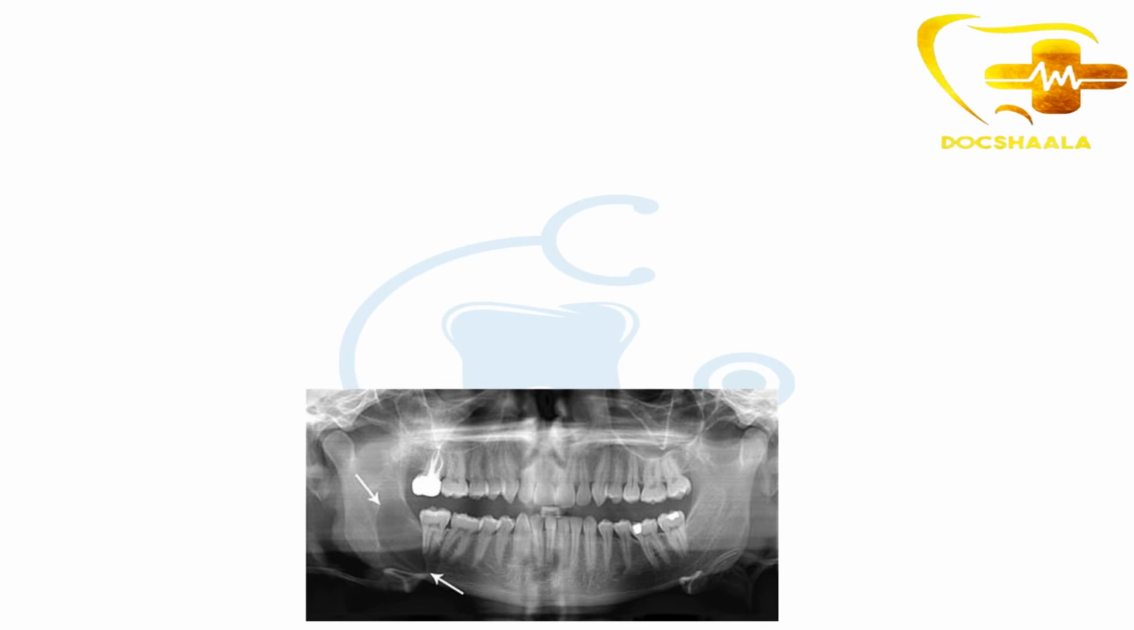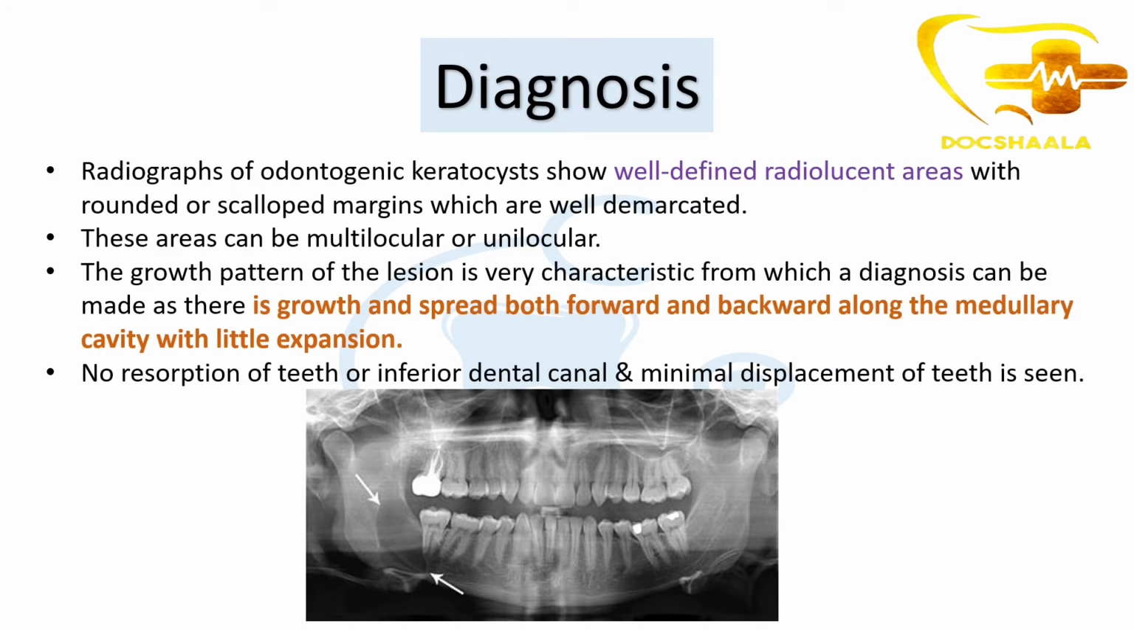Coming to the radiographic diagnosis, the radiographs show well-defined radiolucent areas, as you can appreciate in this image, with rounded or scalloped margins which are well demarcated. They can be multilocular or unilocular.